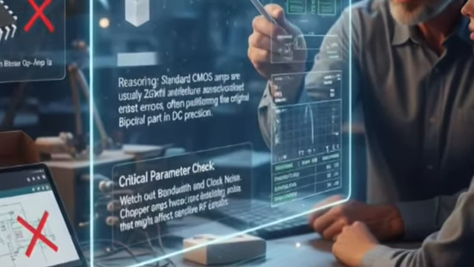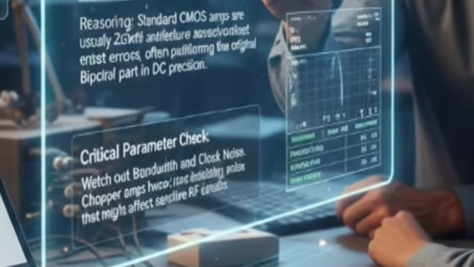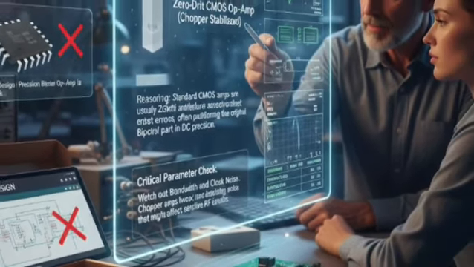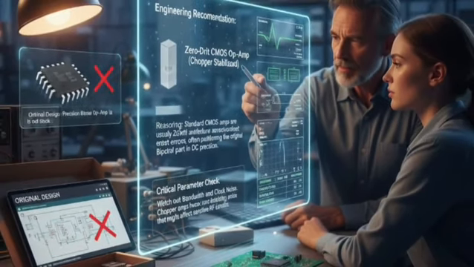Critical parameter checks, right? Watch out for the bandwidth and clock noise, right? Chopper amps have internal switching noise that might affect sensitive RF circuits.